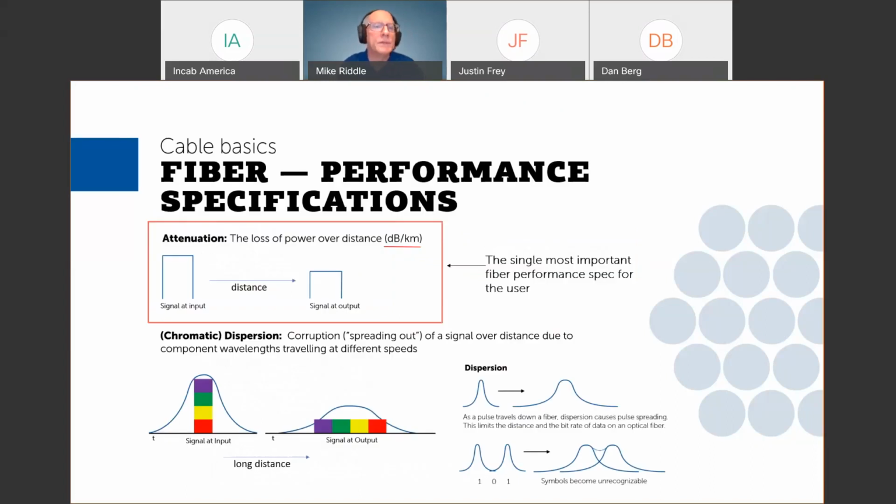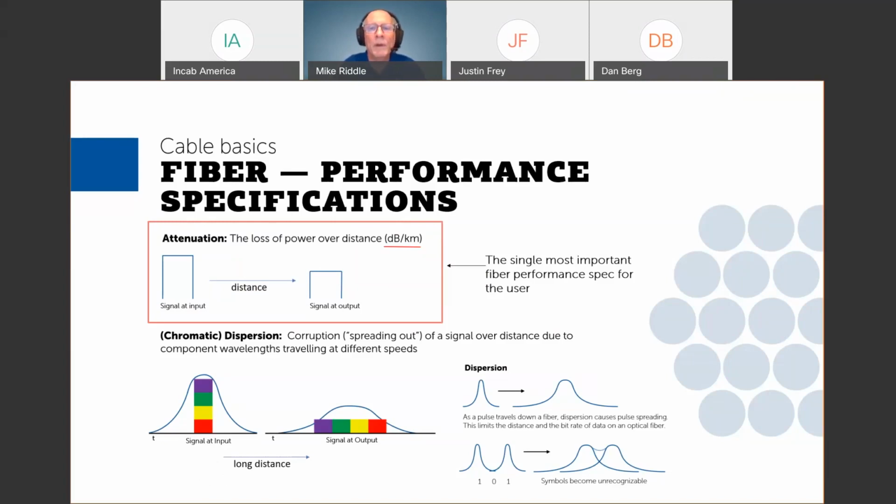The performance specifications for fiber, the most important one there is attenuation. And attenuation is the loss of power over distance. It's expressed in terms of dB of power lost per unit length. Most commonly it's dB per kilometer, but you could do it dB per mile or dB per furlong if you wanted to.